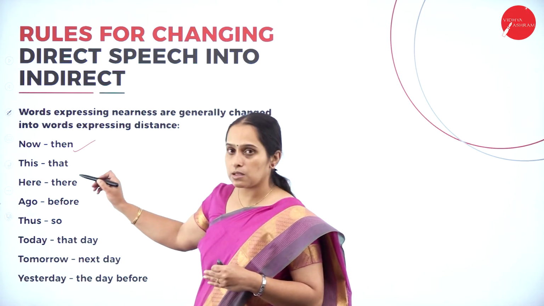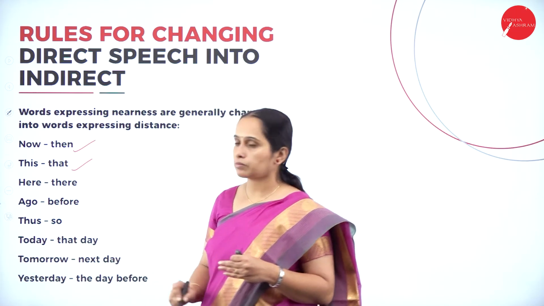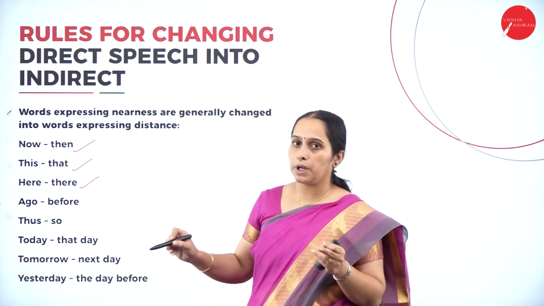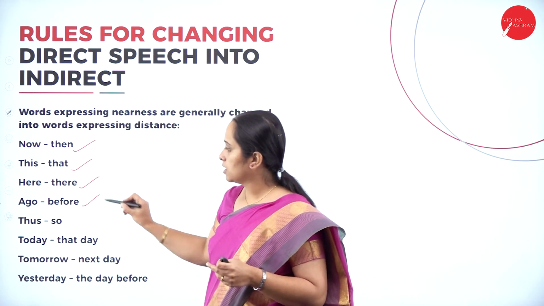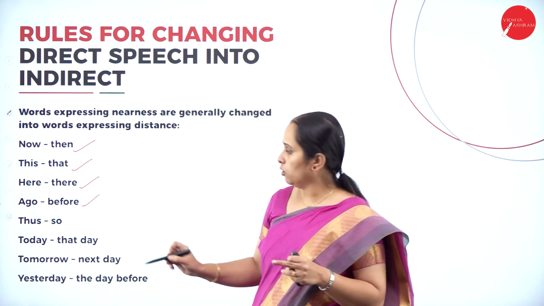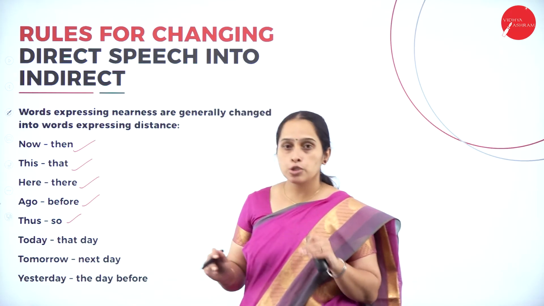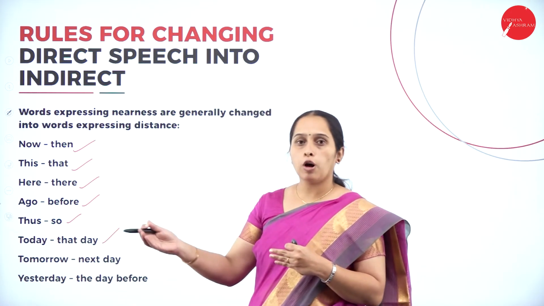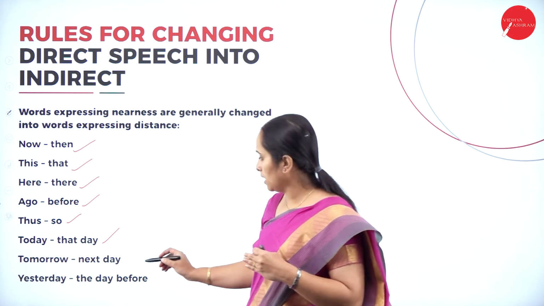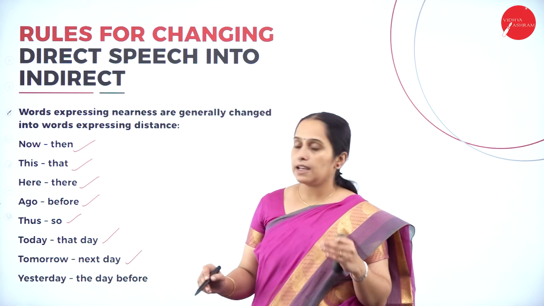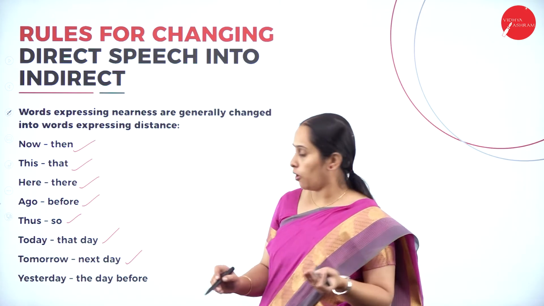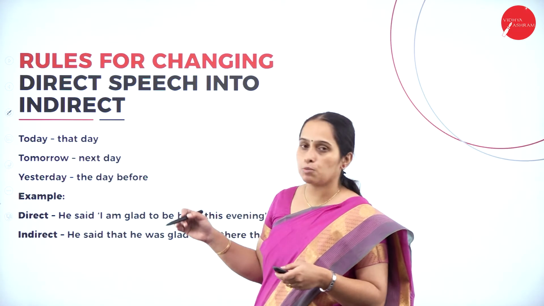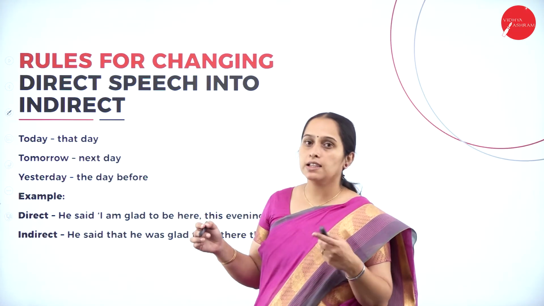So this becomes that, here becomes there, ago becomes before, thus becomes so, today becomes that day, tomorrow becomes next day, and yesterday the day before. Okay, again it is repeated here. Today that day, tomorrow next day, and yesterday the day before.